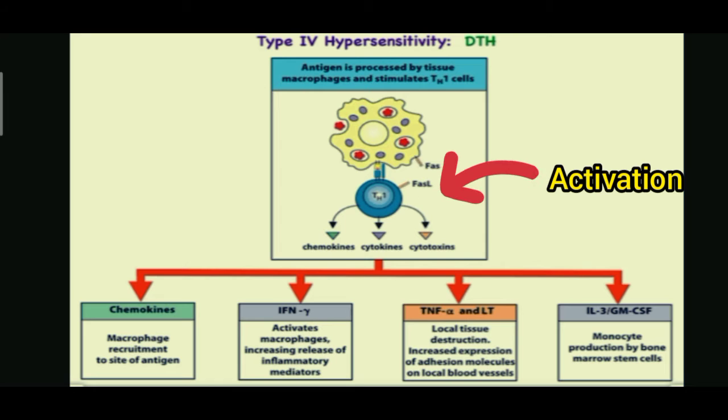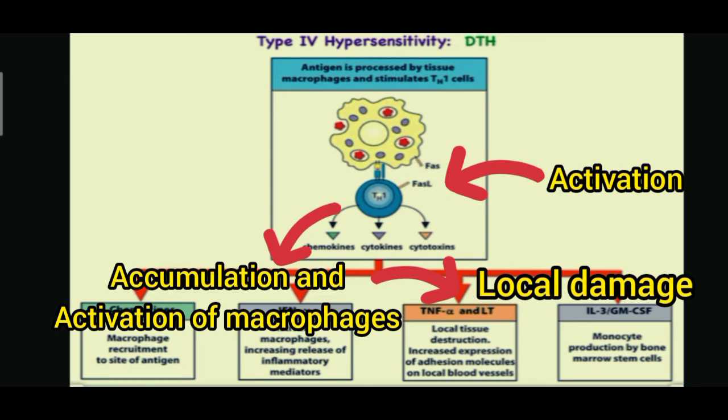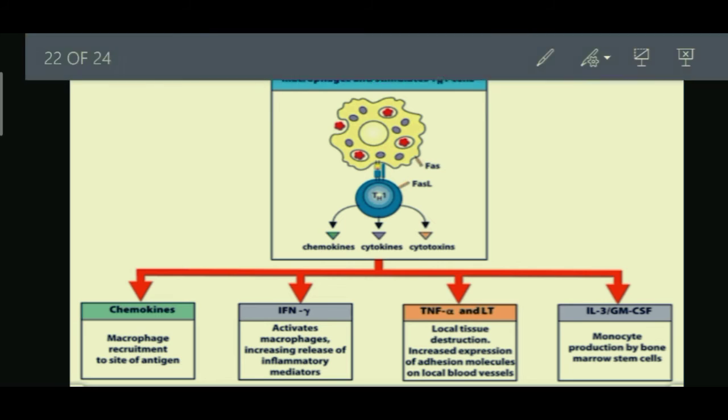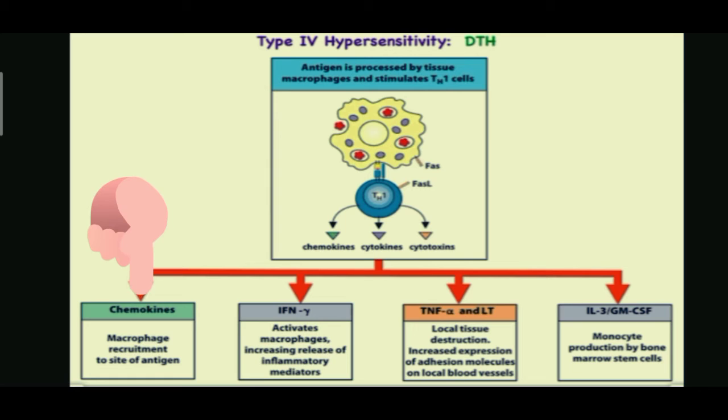On activation, the Th1 cells release cytokines that cause accumulation and activation of macrophages, which in turn cause local damage or local tissue destruction. In type 4 hypersensitivity, which is called DTH, meaning delayed type hypersensitivity, chemokines cause macrophage recruitment to the site of antigens.